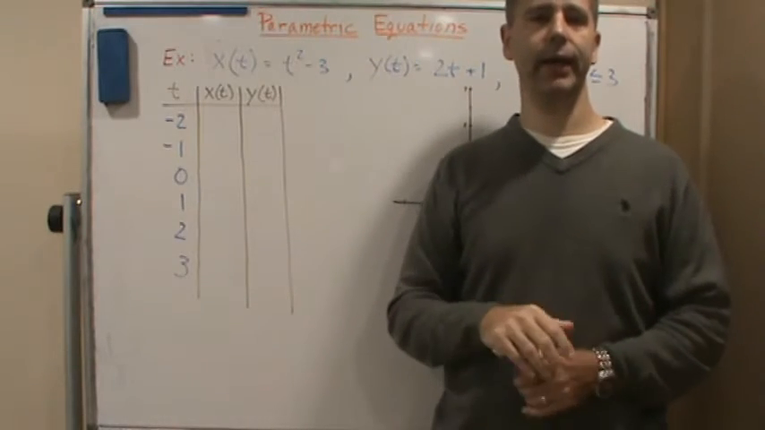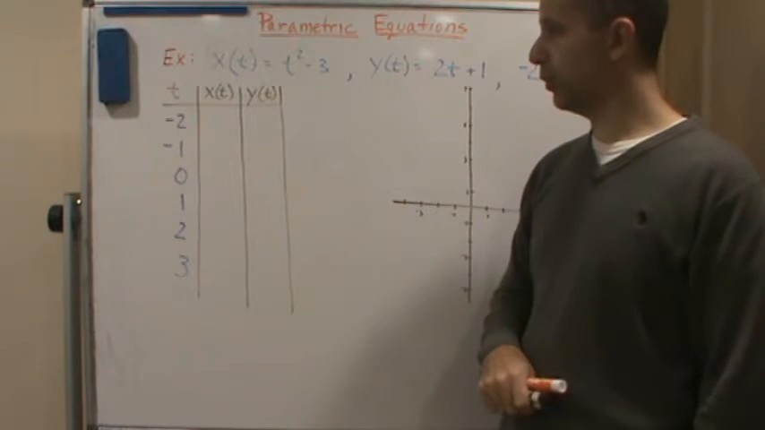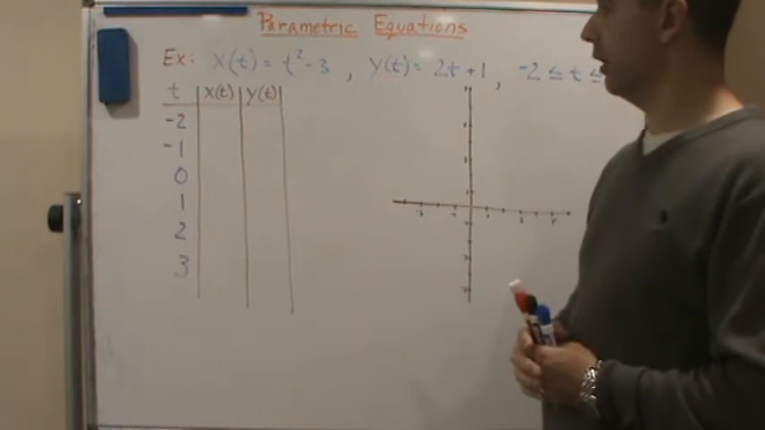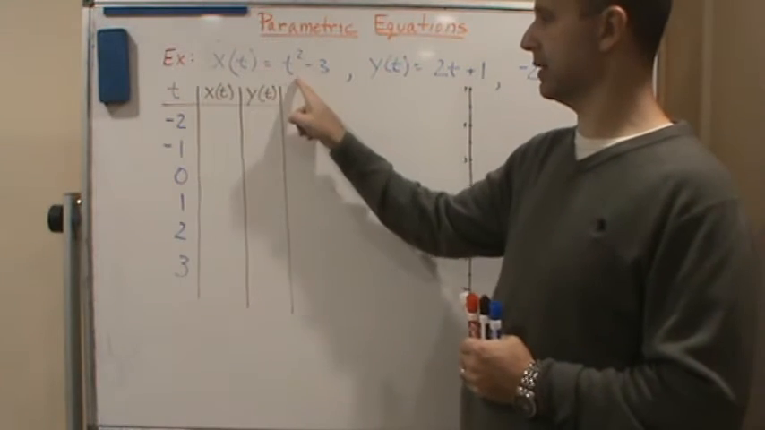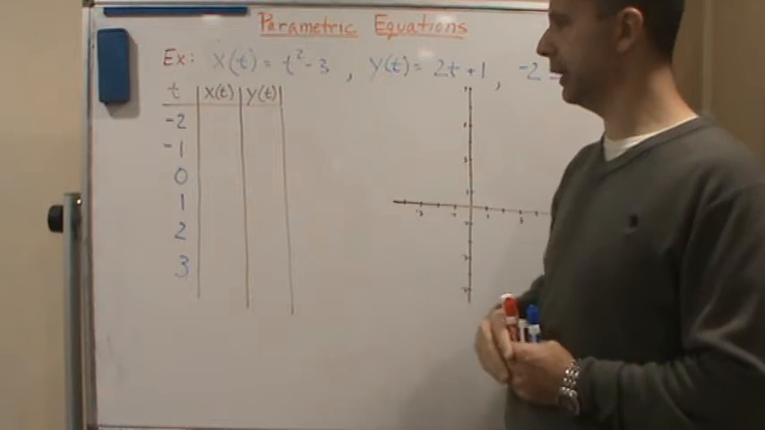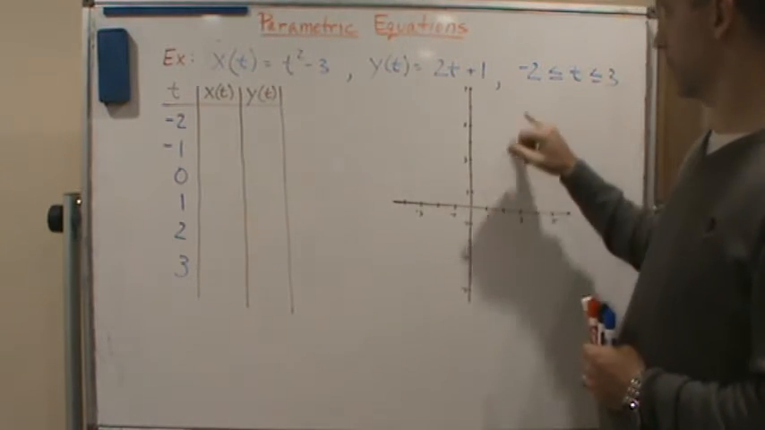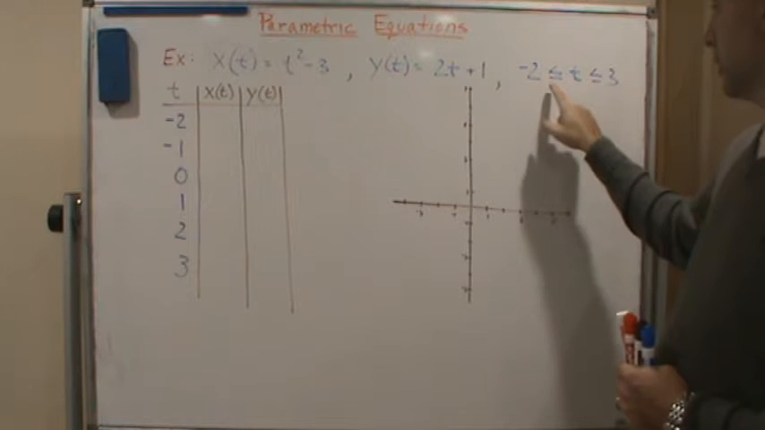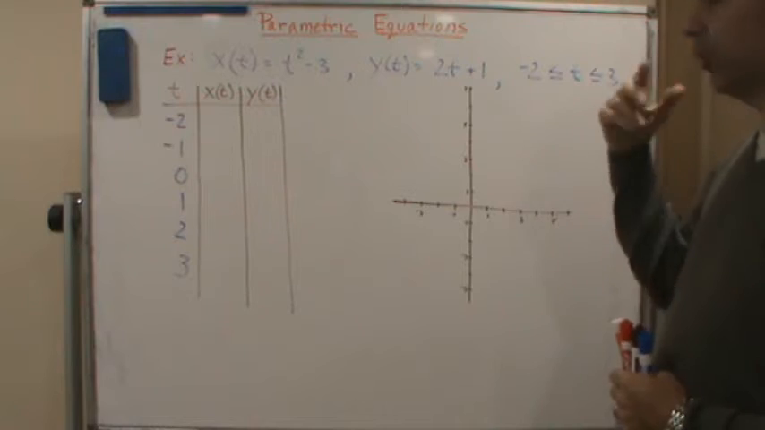So welcome back, and in this video we're going to do the next example, and we're going to plot these points. So we're given these three criteria. We've got x of t is equal to t squared minus 3. We've got y of t is equal to 2t plus 1, and then the interval for t is from -2 to 3.